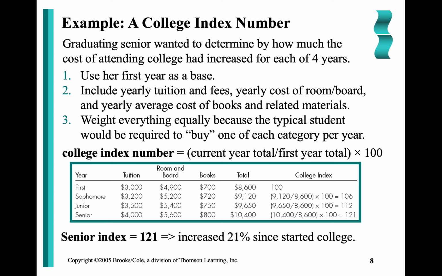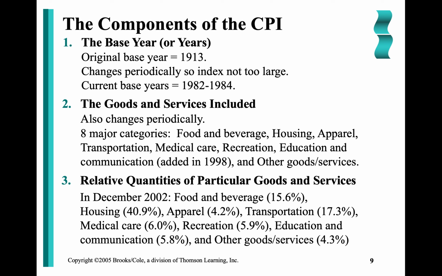Components of the Consumer Price Index, again, or CPI. First is the base year, or years. Our original base year is from 1913. We're not typically going to go all the way back to 1913. We're going to change our base years as time goes on. That's why we're not comparing back to pre-World War II. All right.